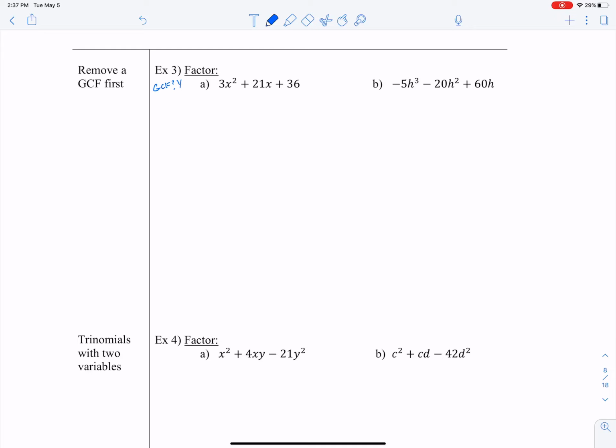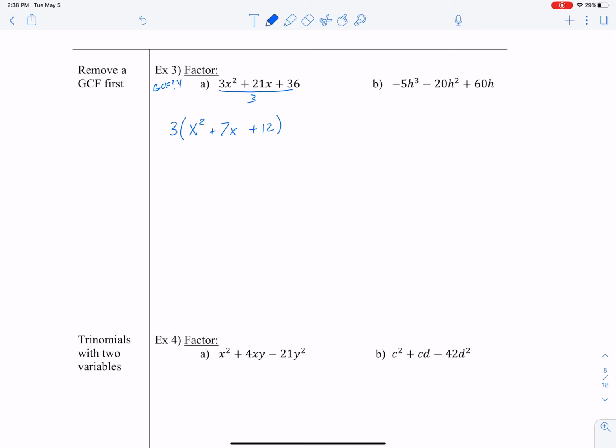And in this case, yes, we will have one, okay? So we're going to look for our letters first. X, X, no X. So it's not an X that we're taking out. But if we look at our numbers, 3, 21, 36, all of these can be divided by 3. So we're going to be taking out a 3. We write the 3 in front, just like we did in those greatest common factor questions. Now 3x squared divided by 3 is x squared. 21x divided by 3 is going to be 7x. 36 divided by 3 is going to be 12.